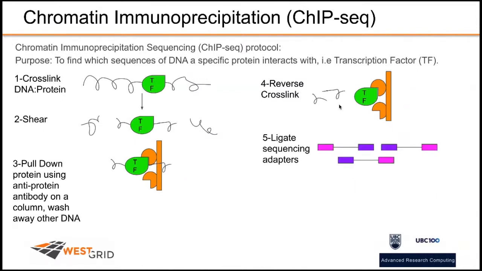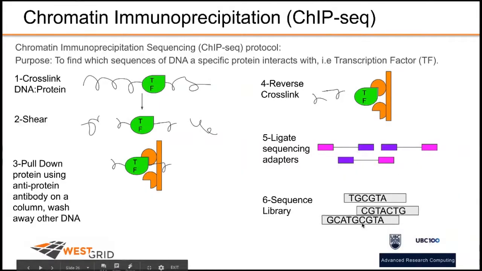And then we take that through the process of building our sequencing library, which I talked about before. And then that's going to be sequenced on the Illumina machine, and we're going to get out these short pieces of DNA, which we will call reads.